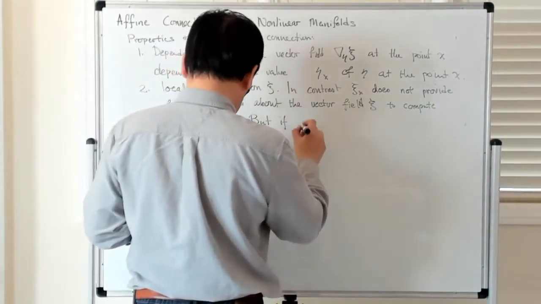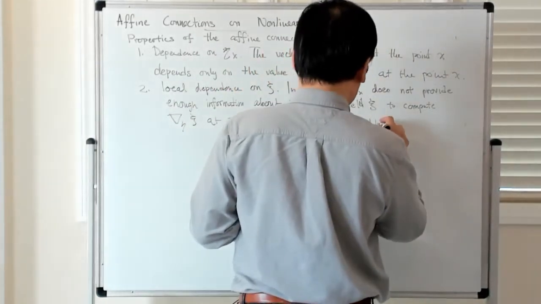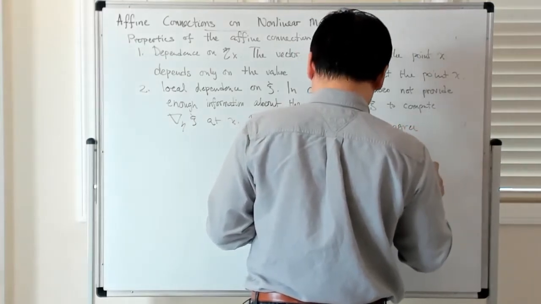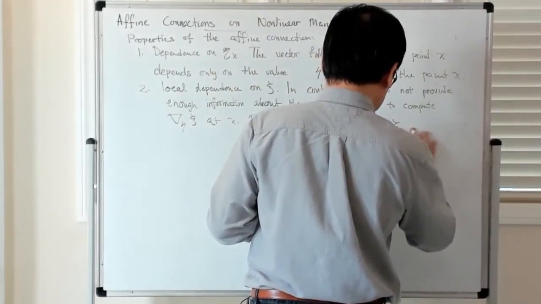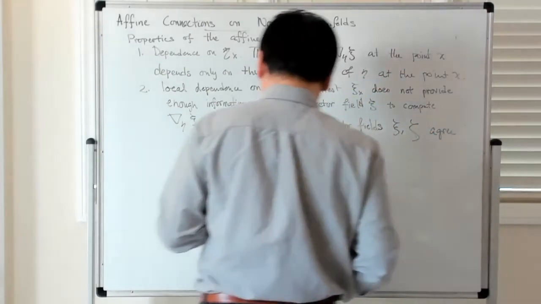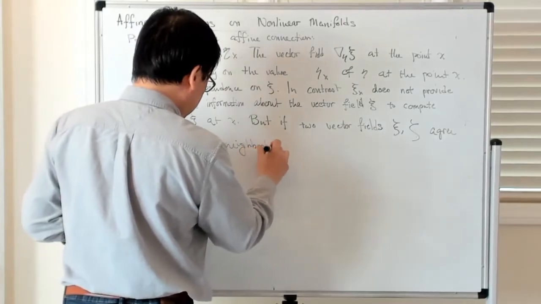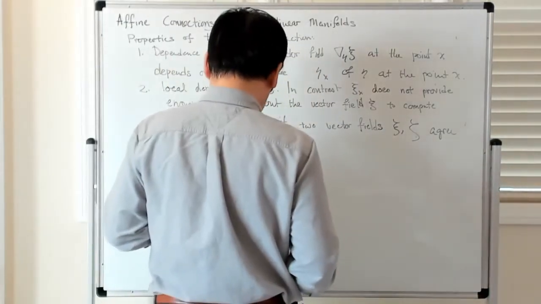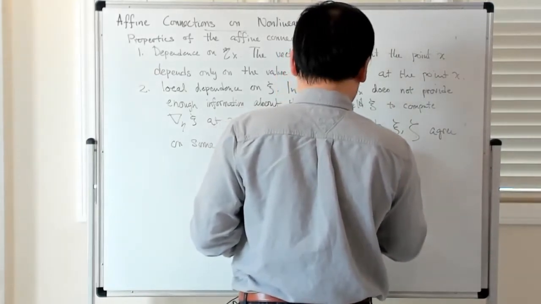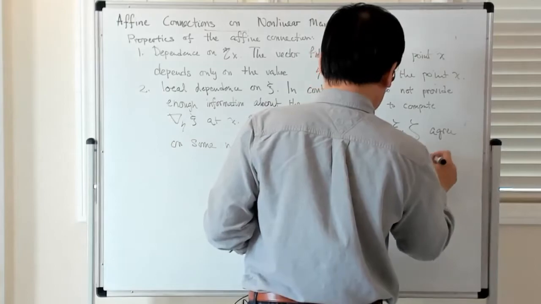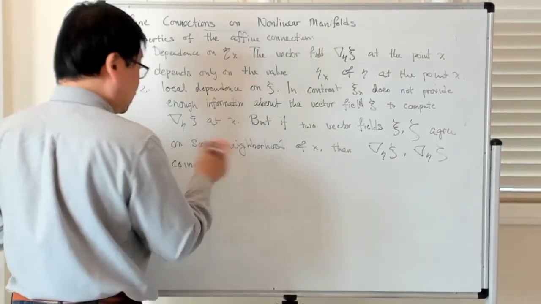But if two vector fields agree on an open neighborhood of the point x, then these two will agree at x.